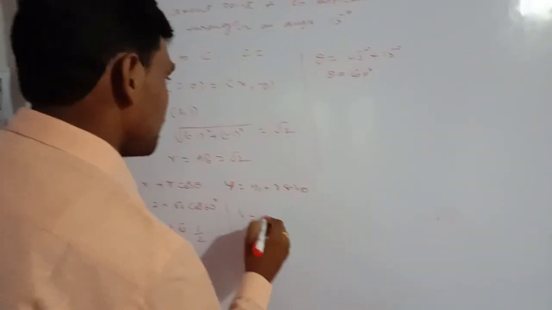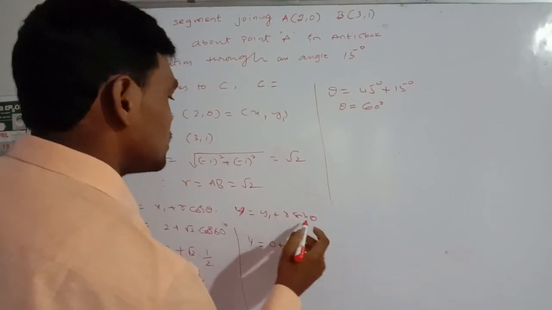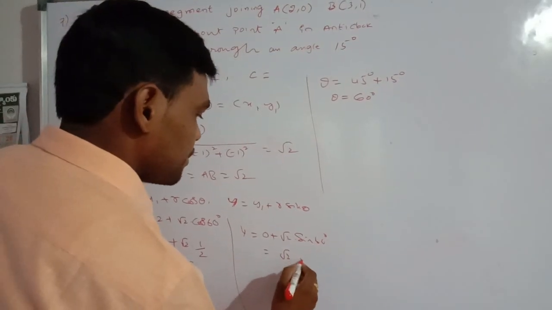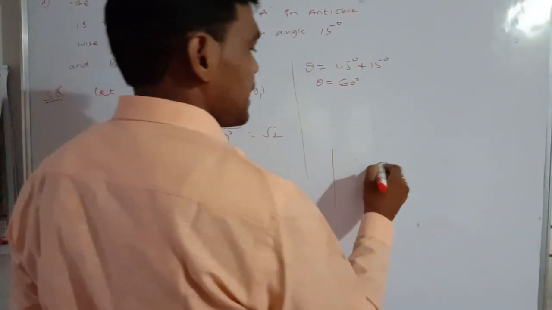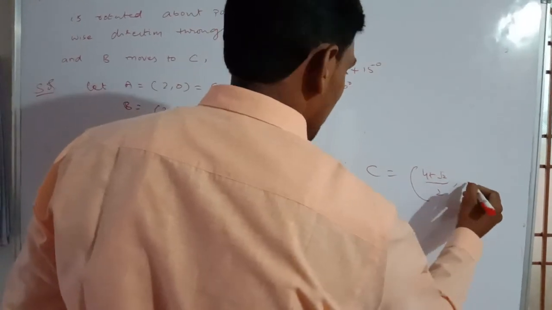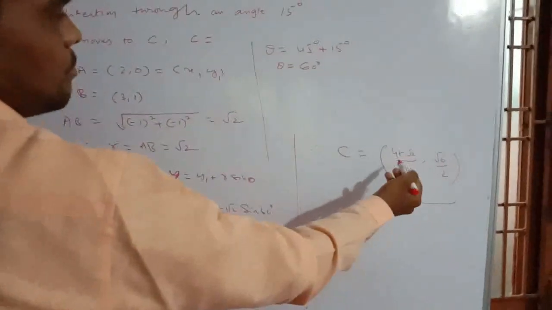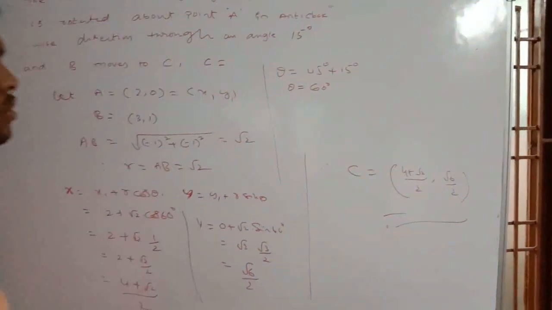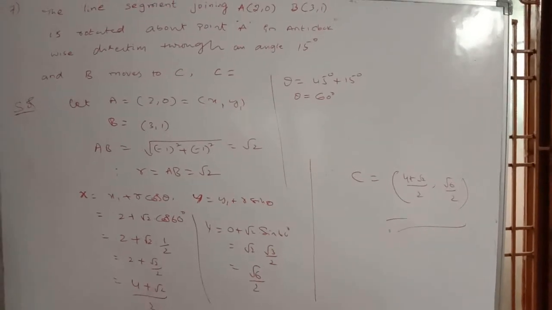Now y is equal to y1, which is 0, plus root 2 into sin 60 degrees, that is root 2 into root 3 by 2, which is root 6 by 2. Now the coordinates of C are ((4 plus root 2) by 2, root 6 by 2). This is the answer. The answer is option C, that means ((4 plus root 2) by 2, root 6 by 2).